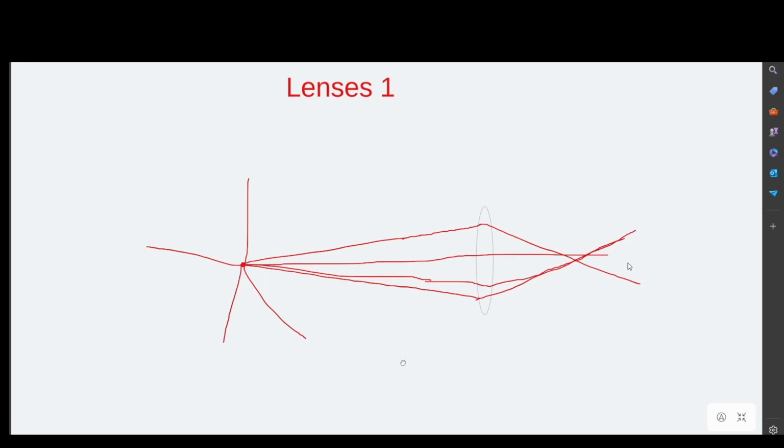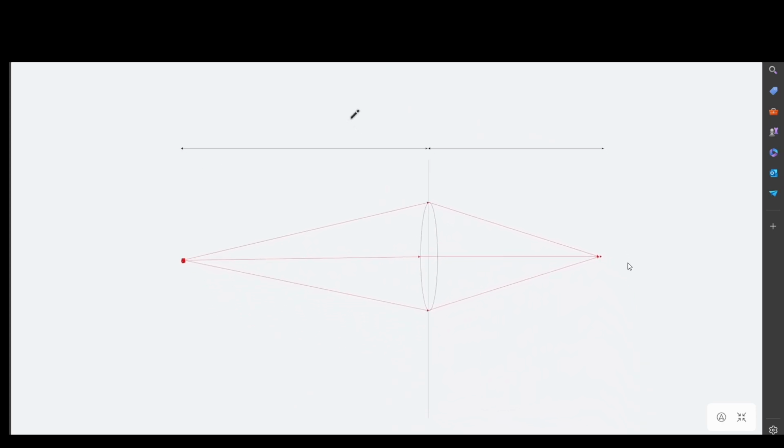Now to give you a clearer and neater idea, we'll have a look at this one over here. So here's our object and here's our lens, and this is how the lens bends the light when it comes off. Now, what we need to know is very simple. This line here is called the lens axis. Write that down.